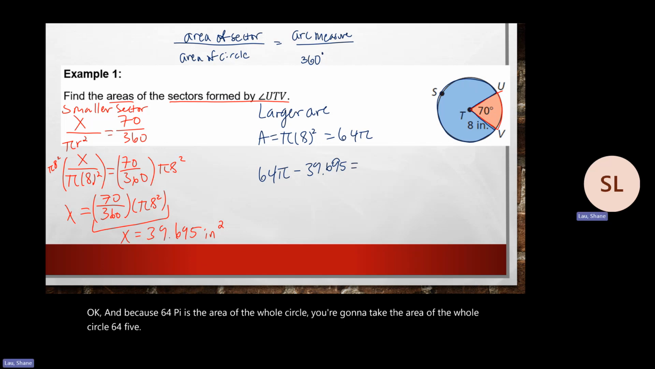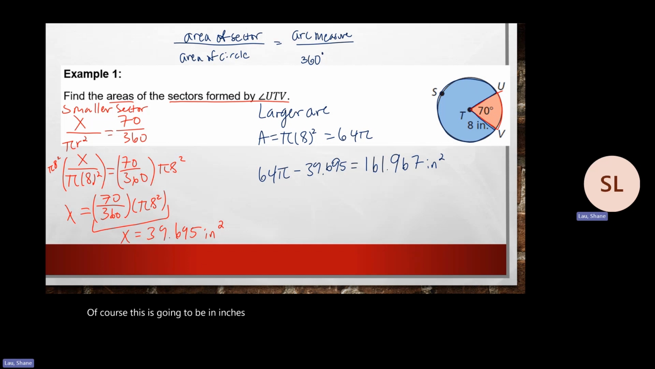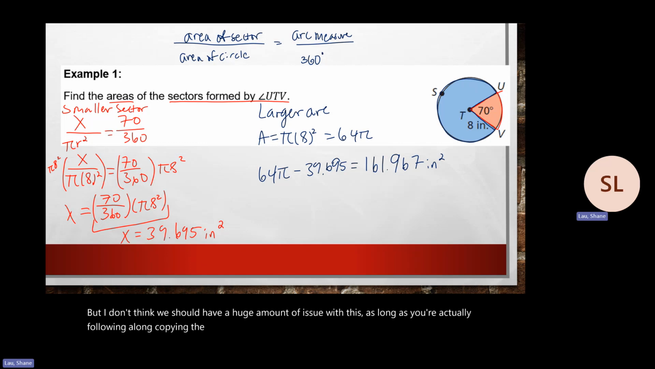When you do this, you should get an answer of 161.967. Of course, this is going to be in inches squared. Again, just really not that difficult, I don't think. We'll find some other problems that may be a little bit more difficult for us. But I don't think we should have a huge amount of issue with this, as long as you're actually following along, copying the notes down and everything like that. We'll see how it goes.